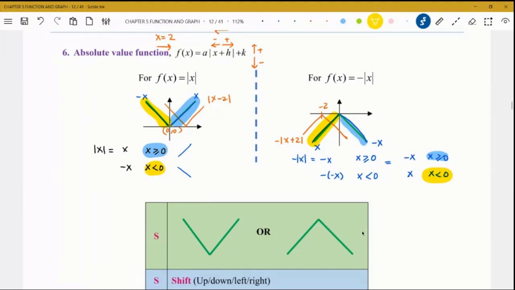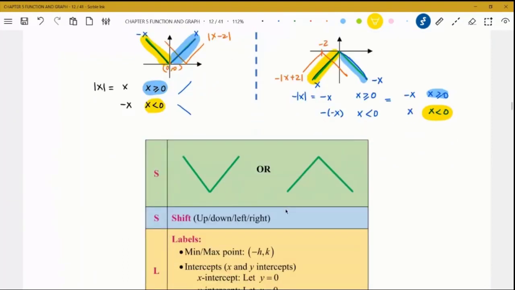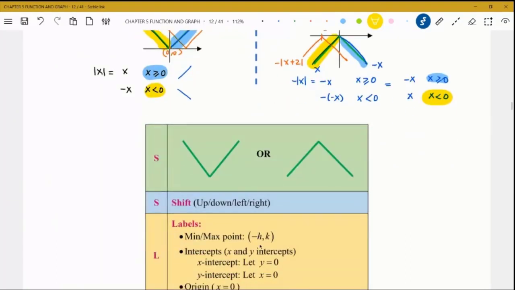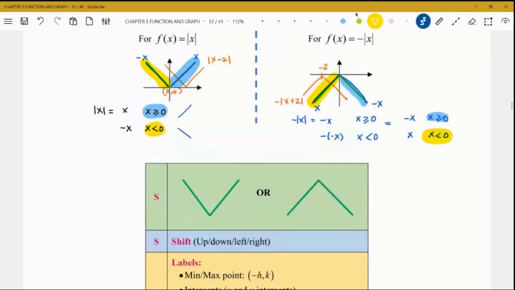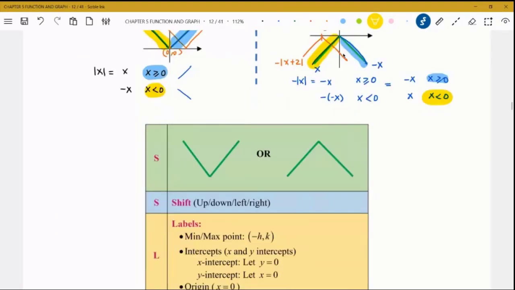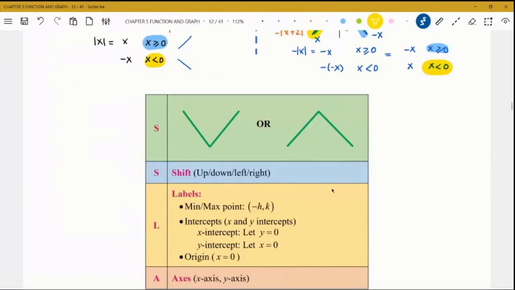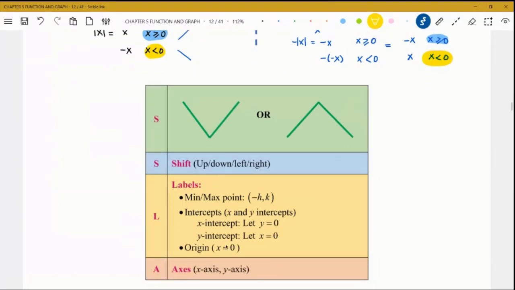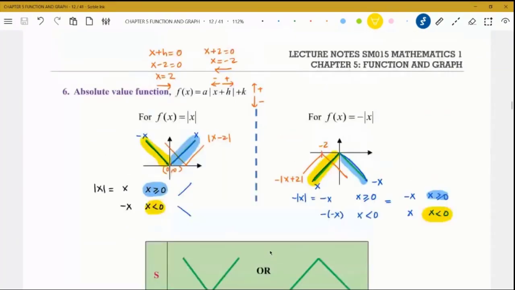Okay, so we gonna have to put the minimum ataupun maximum point. Okay, dekat sini dia ada puncak dia, more like a peak ataupun a lowest point. And then kita akan dapat y intercept ataupun x intercept, and then kita perlu letak origin and then axis. Okay, so we go through for the example 1, which is we have fx equal to modulus x plus 5. Yang ni saya bagi lagi siapa yang nak salin.